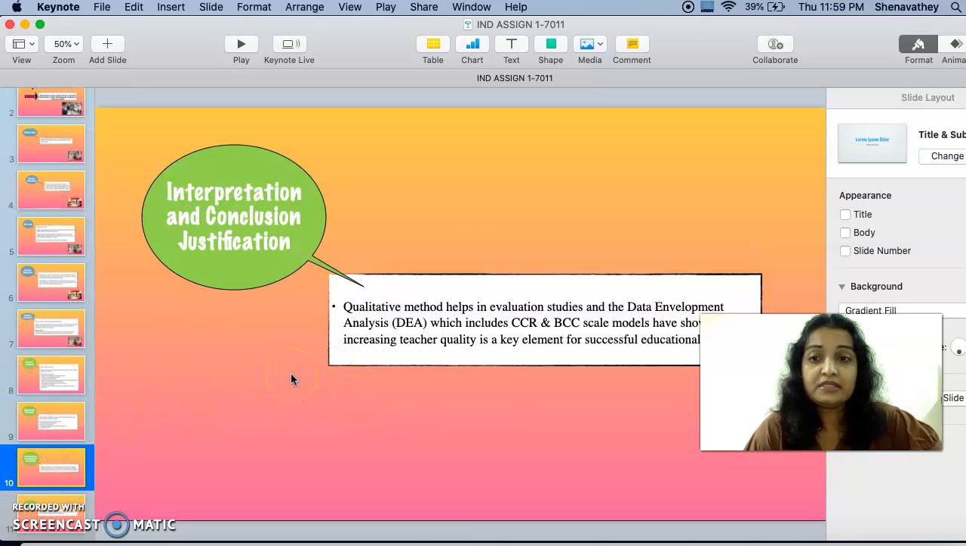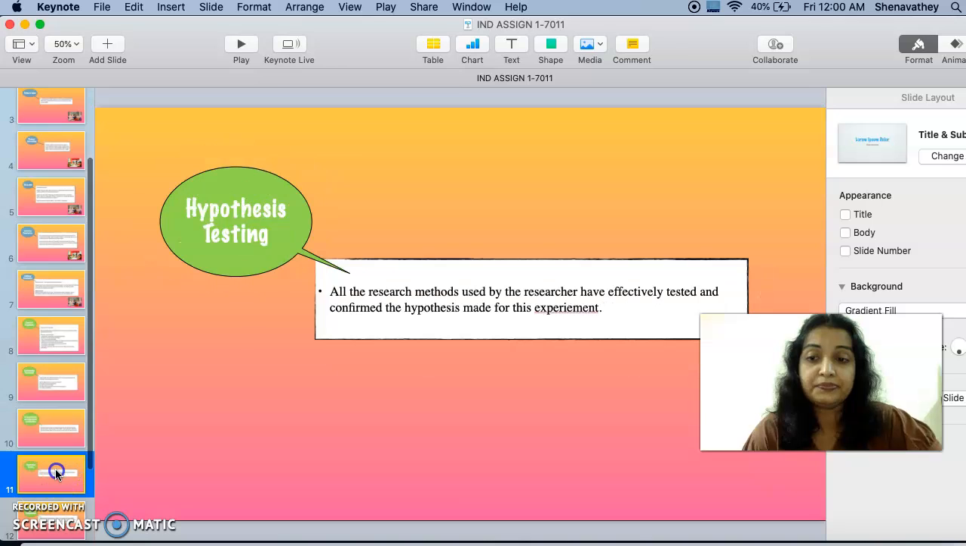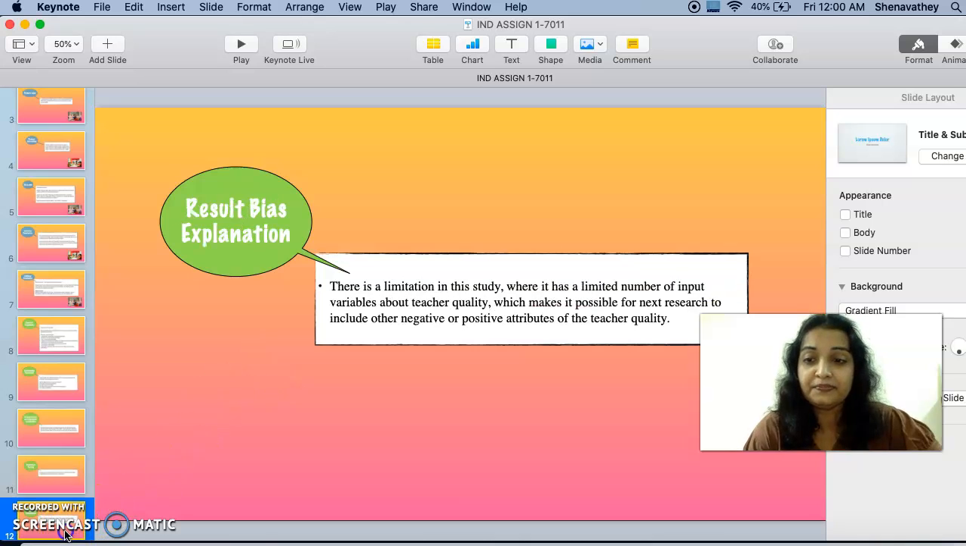So the interpretation and conclusion justification is that the qualitative method helps in evaluation studies and the data envelopment analysis, which includes CCR and BCC scale models, have shown that increasing teacher quality is a key element for a successful educational system. So the hypothesis testing here is that all the research methods used by the researcher have effectively tested and confirmed the hypothesis made for this experiment.